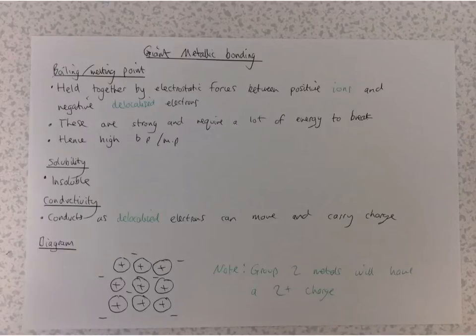Note as well with the diagram at the bottom that I've done 1+ metal ions. Of course, if it was a group 2 metal, it would be a 2+ charge. Aluminium in group 3 would be a 3+ charge, and so on. So, 7.5 minutes, guys. Well, 6 minutes left. Off we go.